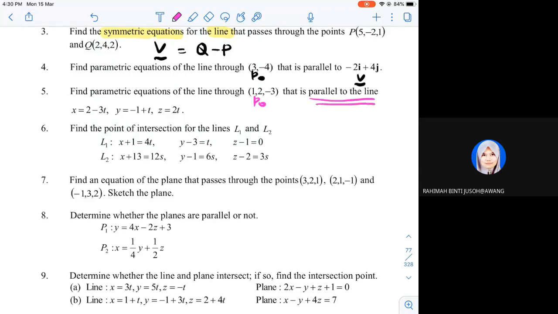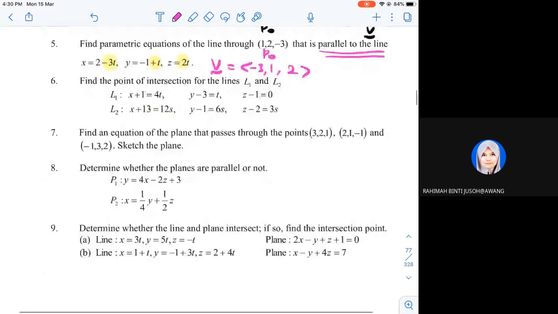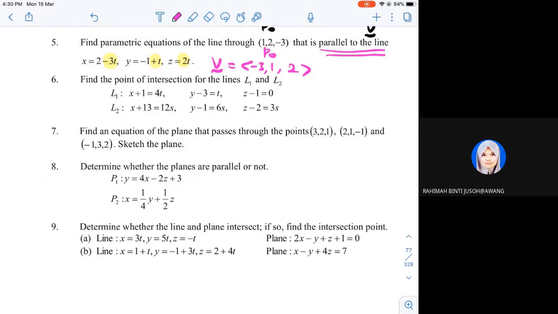So kita kena ambil V kita apa? P naught dah ada dah, dia dah bagi dah. Negatif 3. Yeah, so V kita adalah yang ni kan, nilai-nilai ni. Negative 3, 1 dengan 2. So our V equals to negative 3, 1 and 2. So form je lah equation. Lepas tu. Okay, so now let's do question number 6. Find the point of intersection for the lines L1 and L2. Macam kita buat soalan nombor 6 ni.